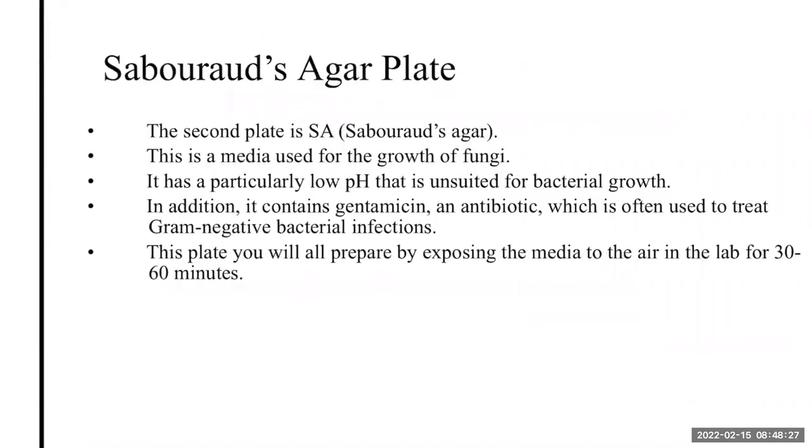Okay, so the Sabouraud's agar plate, this is the second plate. It's labeled usually SA. This is one that has a little bit more dark color to it. It's a little bit more orangey or amber colored. This is a media that's used to preferentially grow fungi. It's not that it won't grow any bacteria, but generally fungus and molds prefer to grow on the Sabouraud's agar. And the reason why is that it has a particularly low pH, which is really unsuited for bacterial growth. In addition, it contains gentamicin, which is an antibiotic, which is often used to treat gram-negative infections.